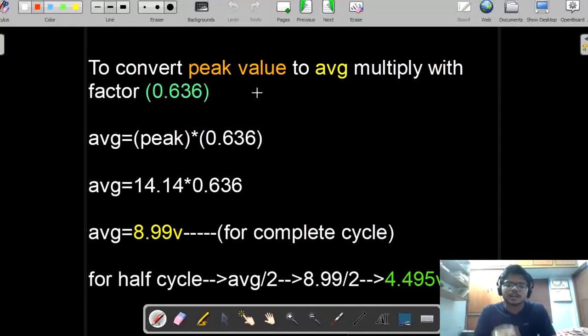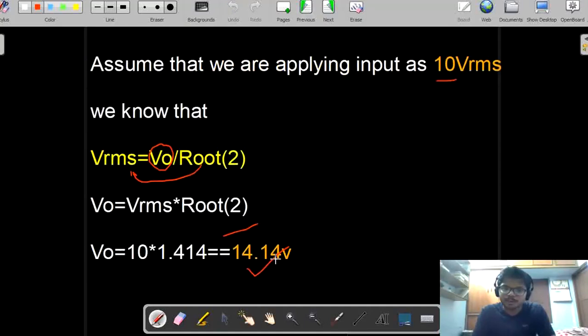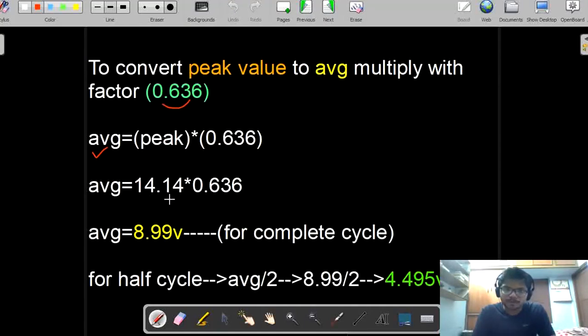Now see, now I am having a peak value. In order to convert the peak value into average value, multiply with the factor 0.636. So what does my average value become? Average value equal to peak value, which is 14.14, into 0.636. I am getting 8.99 volts. Yes, we are getting a value of 8.99 volts for complete cycle.